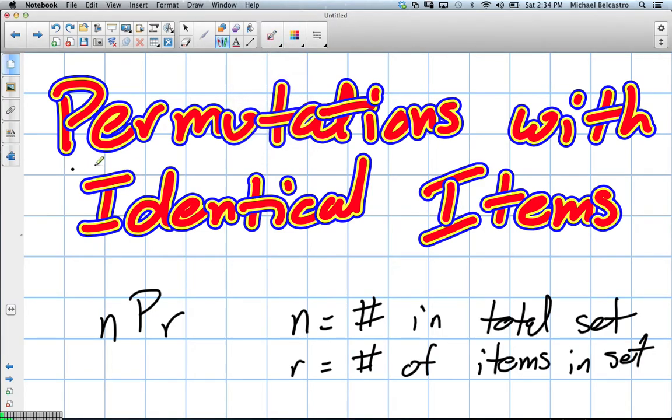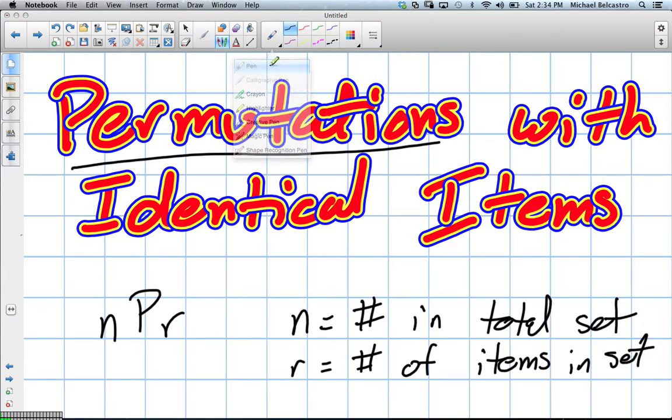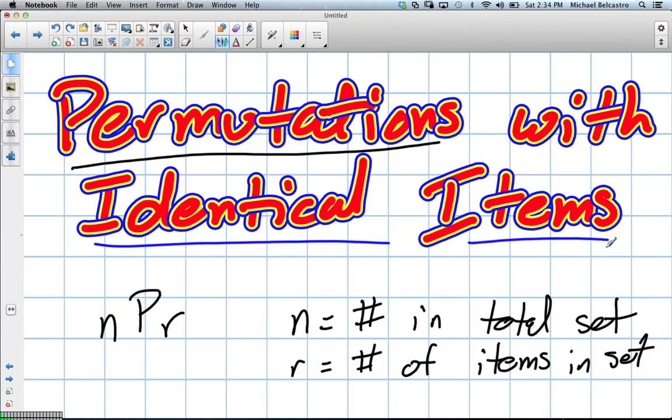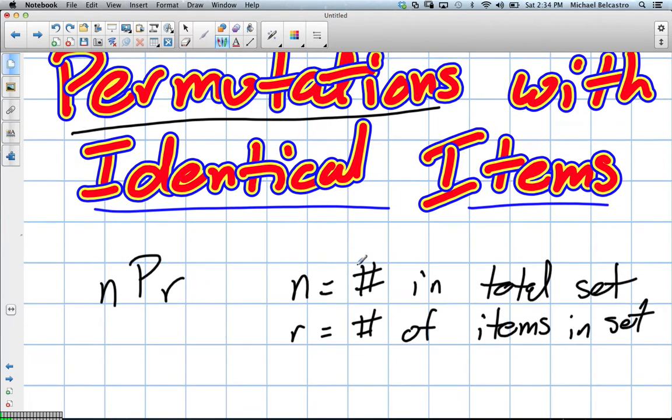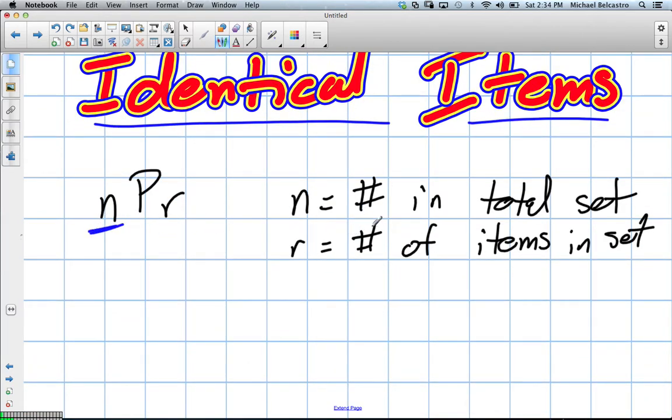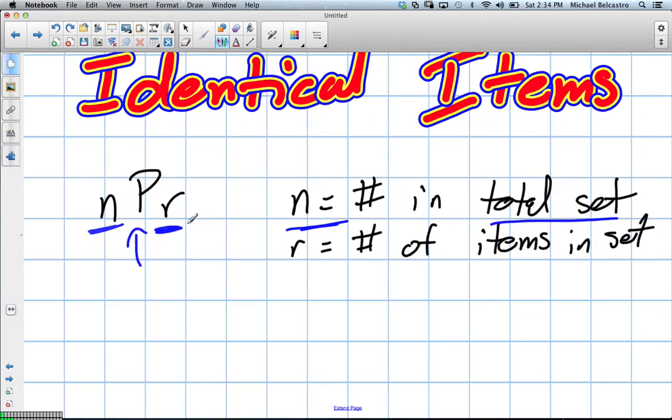We're going to briefly talk about permutations, and then we're going to talk about identical items and how that affects this. So our permutation can be written with n being the total number of values in a set by the permutation r, which is the number of items we want to use in the set.